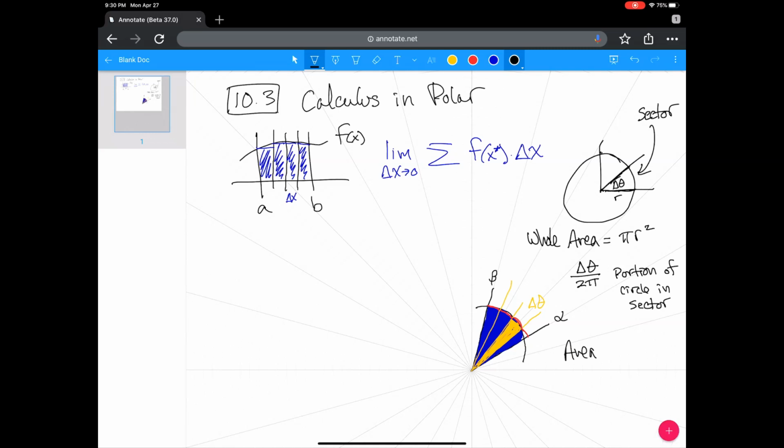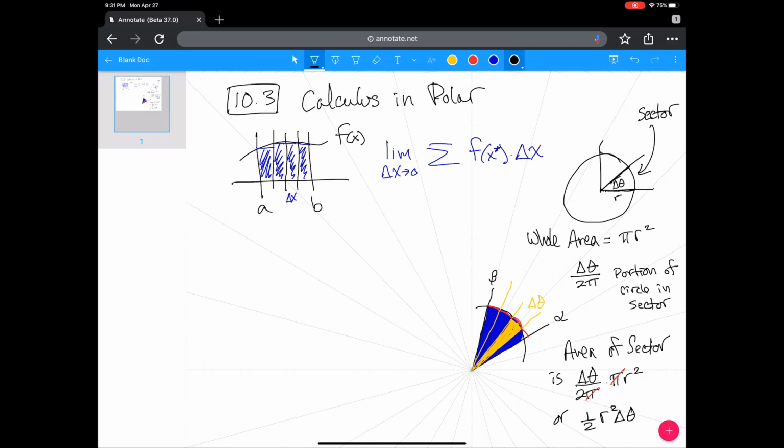So the area of a sector is the portion, delta theta over 2 pi, times pi r squared, which is the area of the whole circle. If we simplify this a little bit, these pi's go away, so that's nice. It doesn't simplify much more than that. Then we just get 1/2 r squared delta theta.